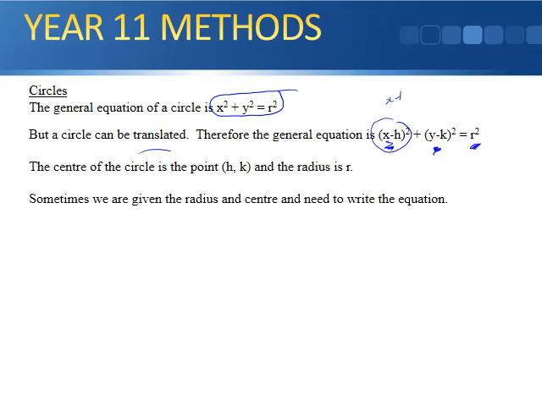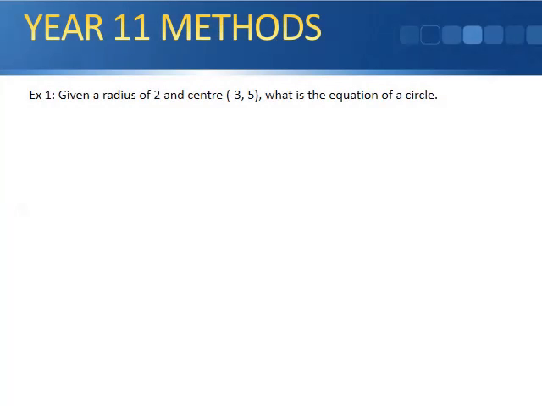This h, when x minus h equals 0, so when x equals h, becomes the new centre for the x part, and likewise for the y part. So we've got the centre of h and k, and the radius is r. Sometimes we're given the radius and the centre, and we need to write the equation of the circle itself.